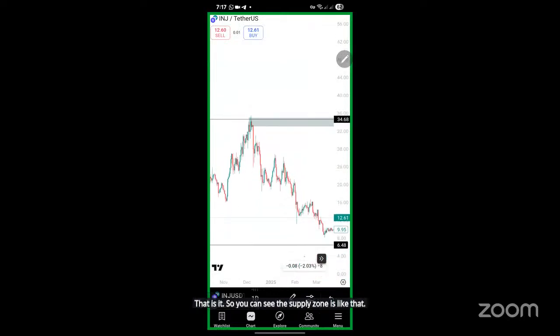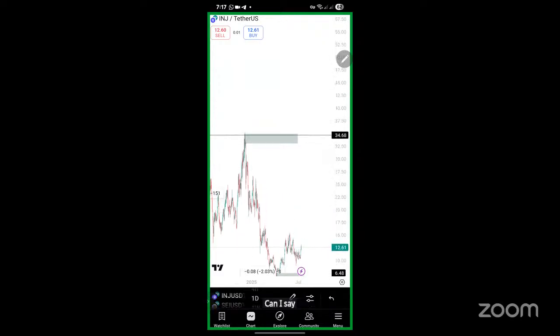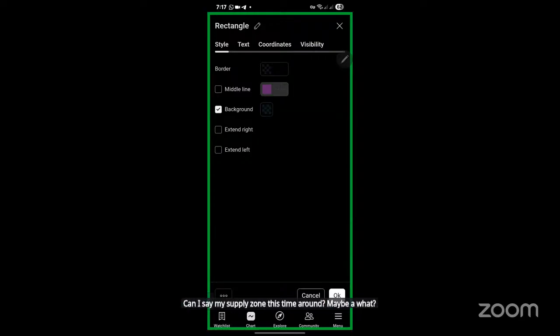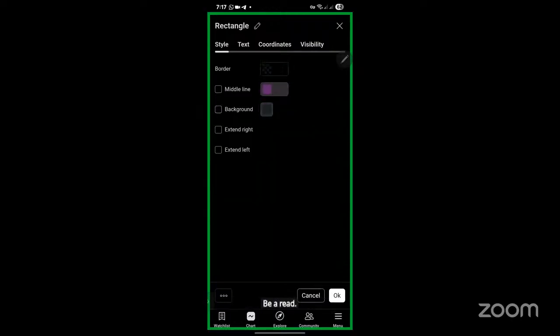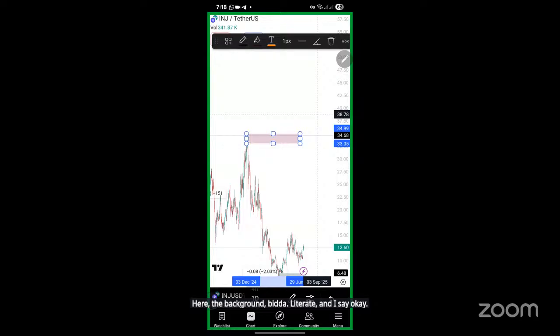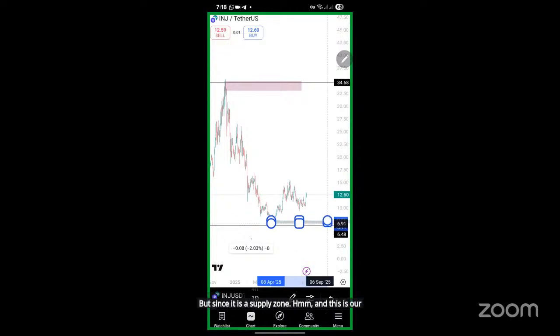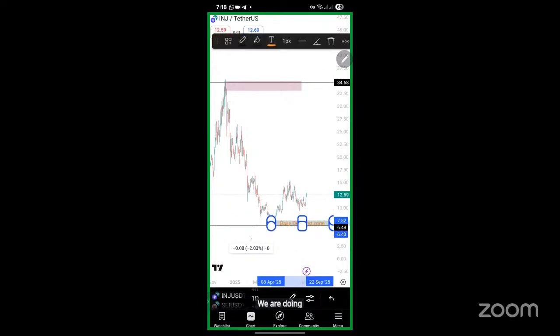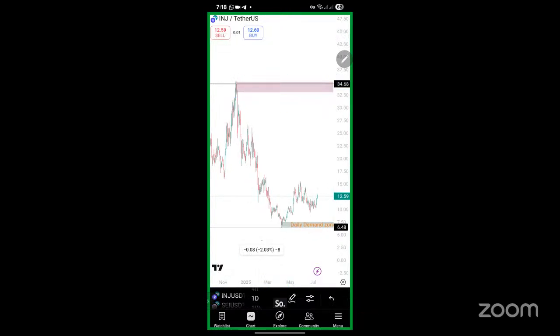I can say, let me use a different color on the supply and the demand zone. This time around, let the supply zone be red. Let the background be red. And I say okay. So since it is the supply zone, and this is our demand zone, we are doing the daily demand zone, and this one. So enlarge it like this. The word is there. You can see.